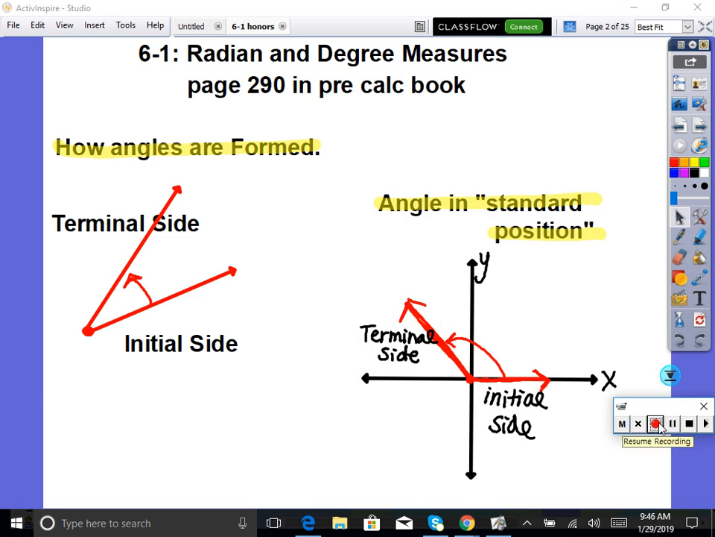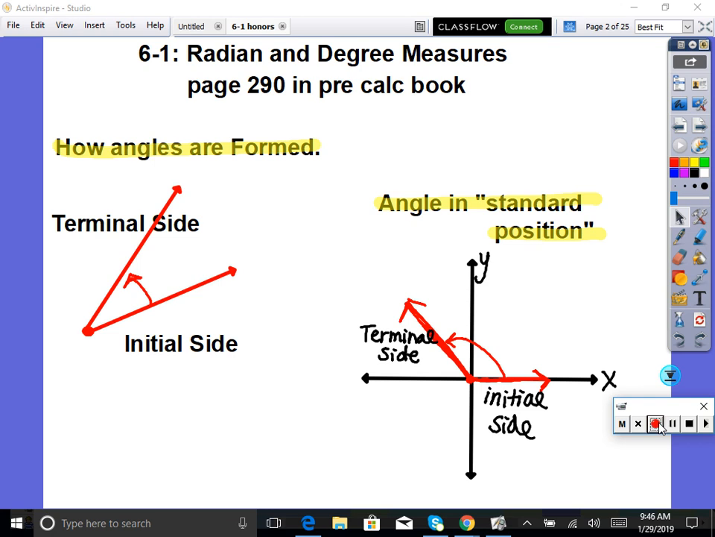Today's going to be understanding a lot of vocabulary, to be honest, because the big thing about understanding vocabulary is if you don't, you just won't know what it's asking you. So if you know what it's asking you, it's pretty easy. So first of all, this is 6-1 Radian and Degree Measures.